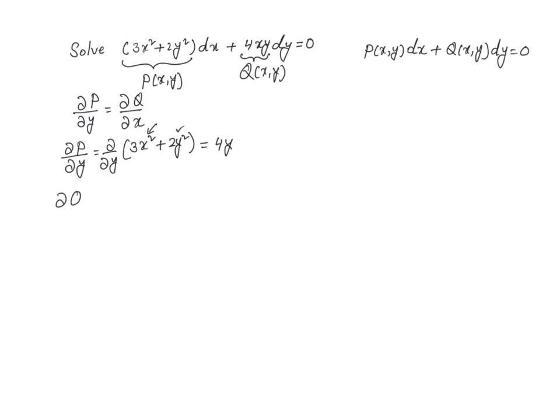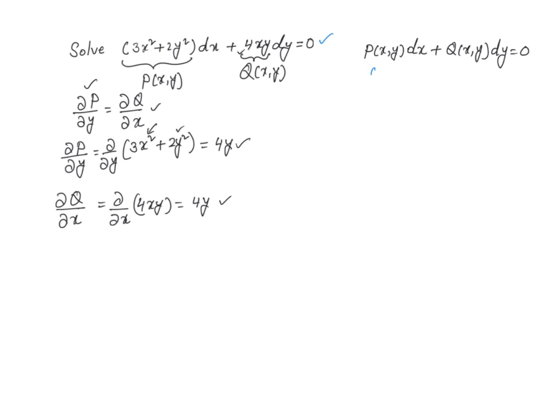Now let's find ∂Q/∂x, which is very easy. That is ∂/∂x of Q(x, y), which is 4xy, and the derivative of this is going to be just 4y. So in essence, we found that these two are equal. This 4y ensures that ∂P/∂y is equal to ∂Q/∂x. So that tells me that this differential equation is an exact differential equation.